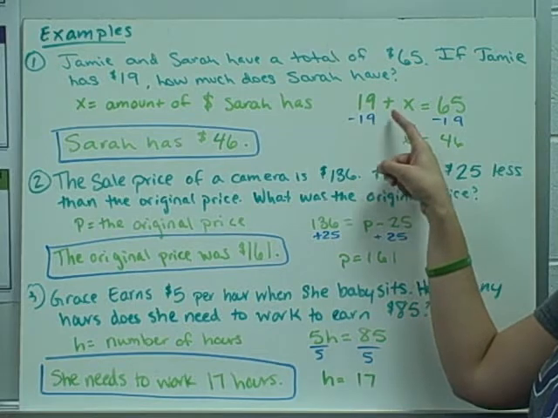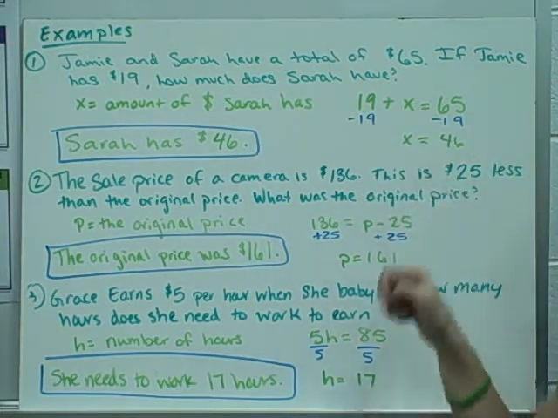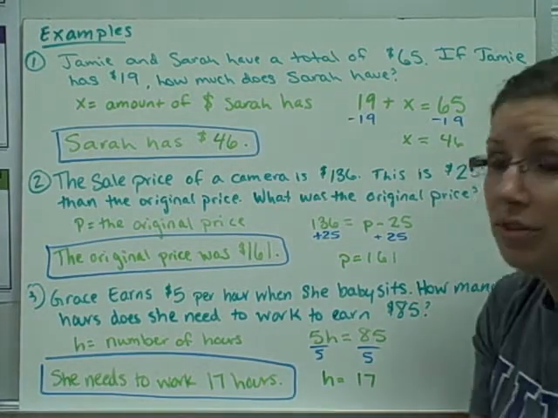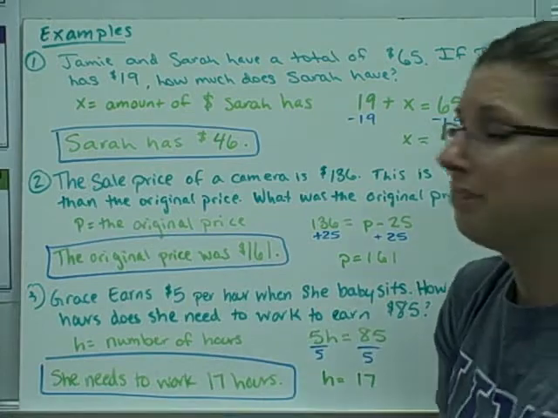So 19 plus X equals 65. I'm going to subtract 19 from both sides and I get 46. Now I need to answer the problem, and the final answer would be that Sarah has $46.